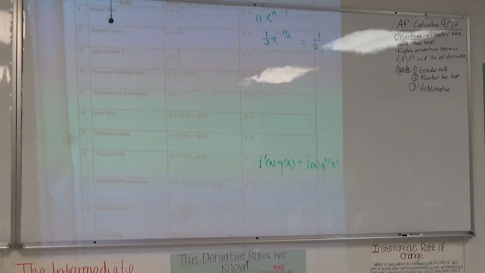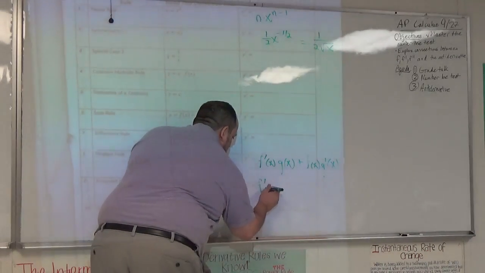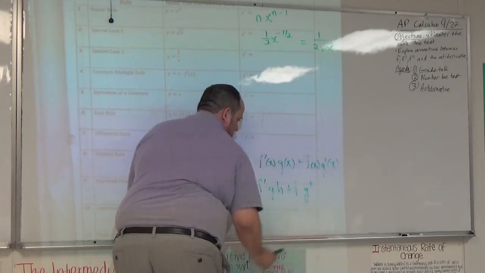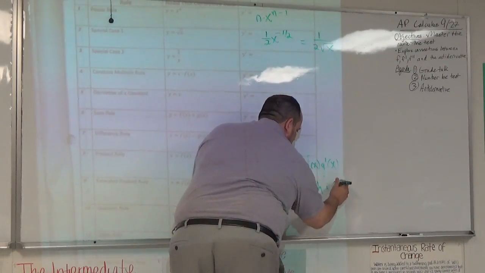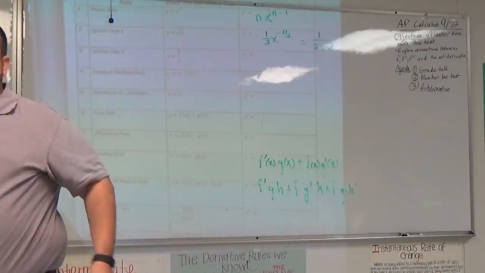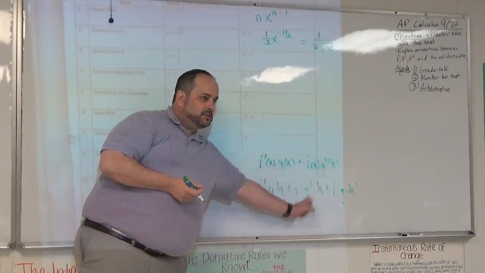Next. Luis. Extended product rule. Go for it. f prime of x times g of x times h of x plus f of x times g prime of x times h of x plus f of x times g of x times h prime of x. Okay, and I totally got lazy. I stopped writing my of x: f prime g h plus f g prime h plus f g h prime.